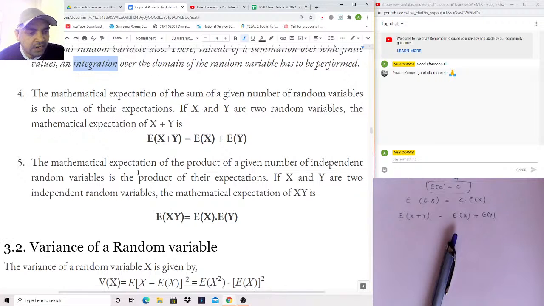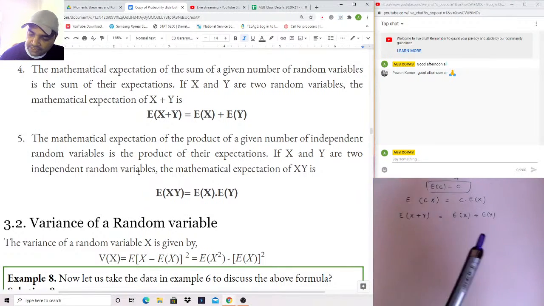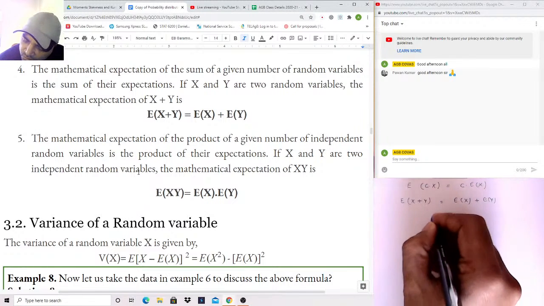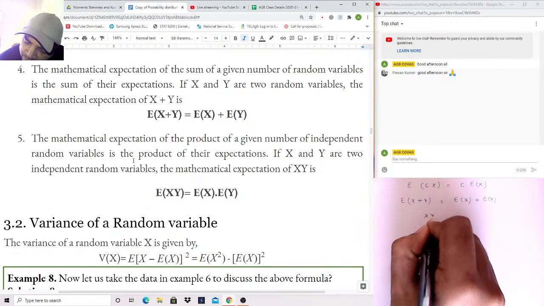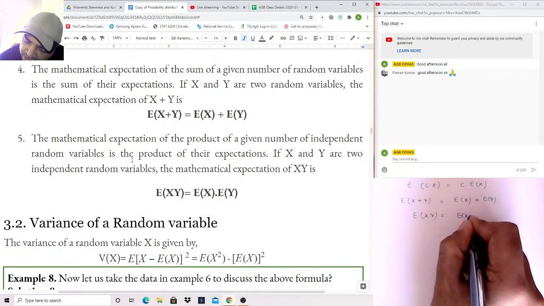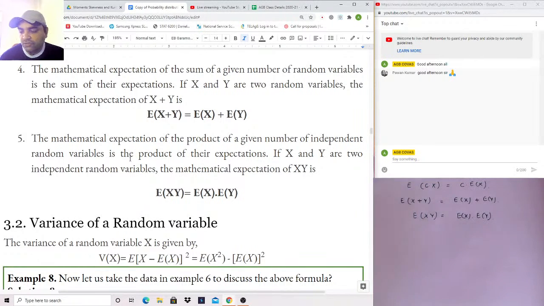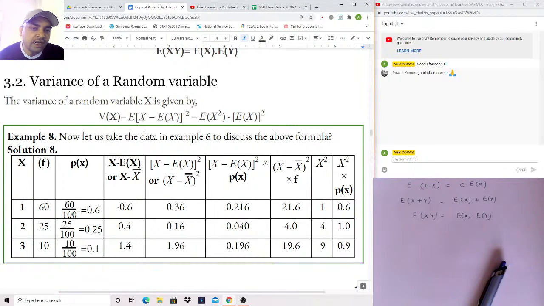Similarly, the mathematical expectation of the product of a given number of independent random variables is the product of their expectations. That is, if we have two random variables and we multiply them and take their mean, it will be equal to the mean of the first random variable into the mean of the second random variable. Okay, so these are some of the properties of the expectation or the mean calculated from the probability.